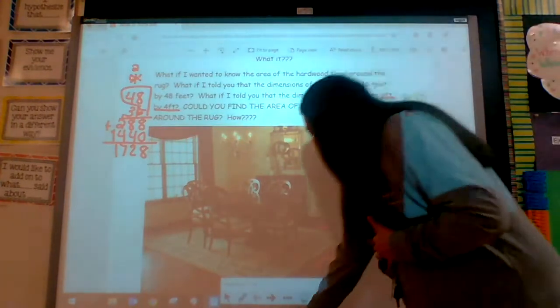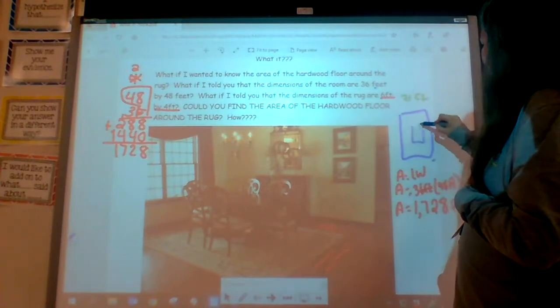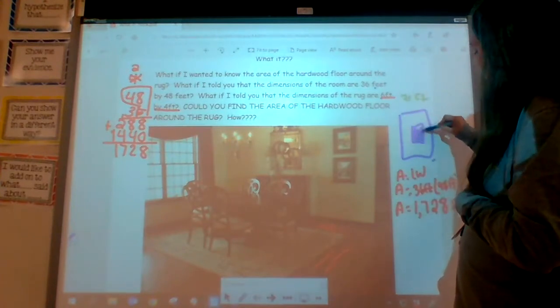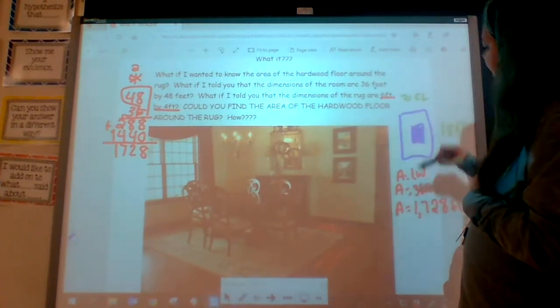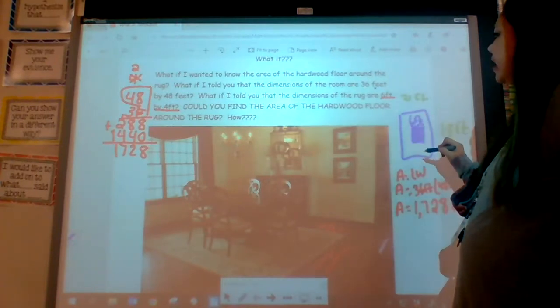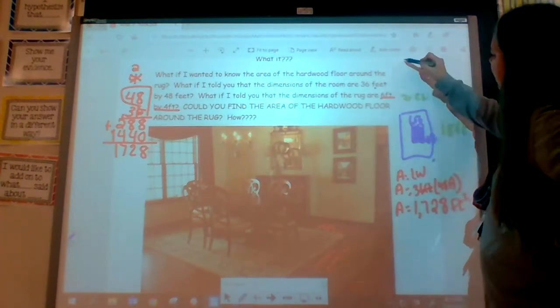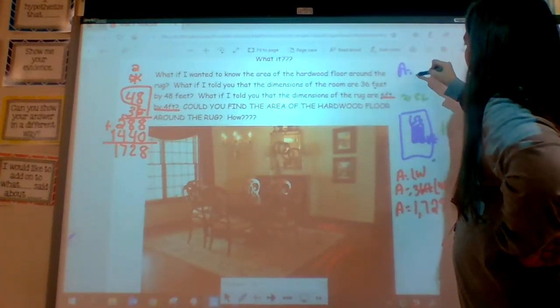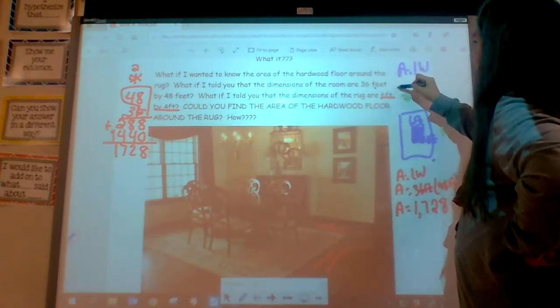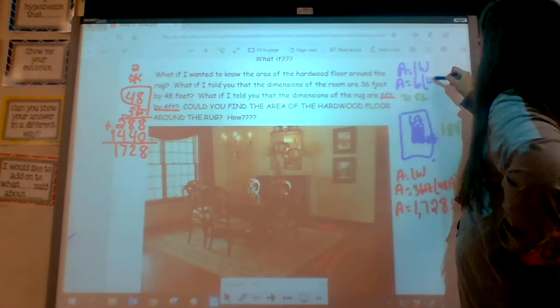So now, remember I have the floor, and inside the floor I have a rug. Can I find how much space that rug is taking up? It said it was 6 feet by 4 feet. So sure, we can find the space inside. Area is length times the width. Area is 6 times the 4.